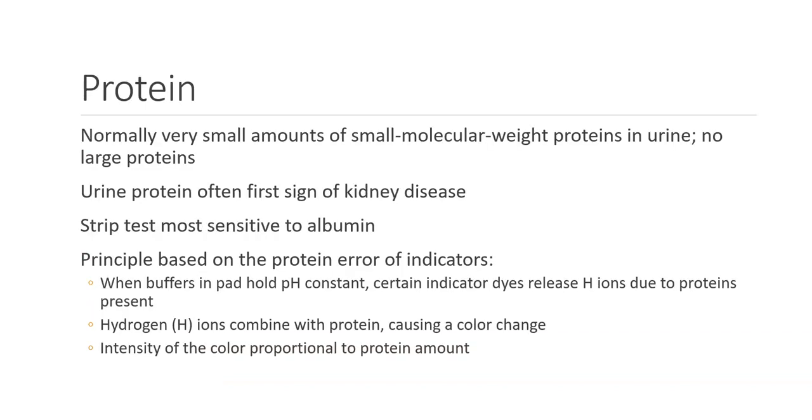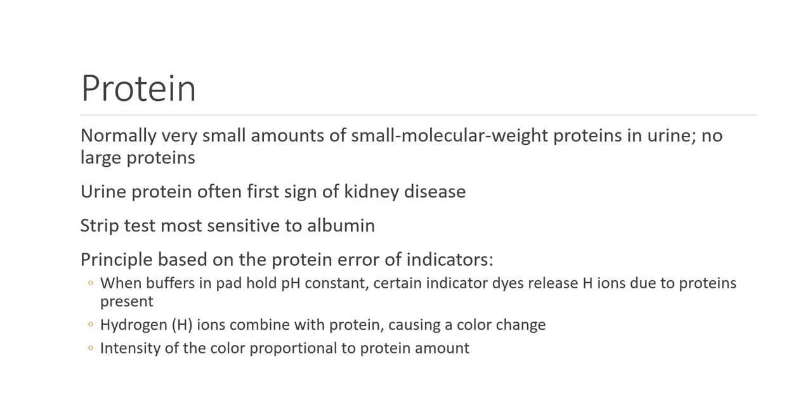It is normal to have very small amounts of small molecular weight proteins in your urine. No large proteins. Urine protein is often the first sign of kidney disease because it should be reabsorbed always. So you should never see an excessive amount of protein in the urine.